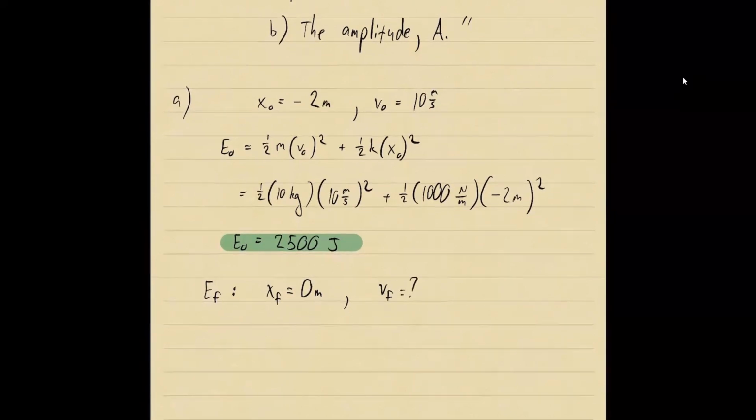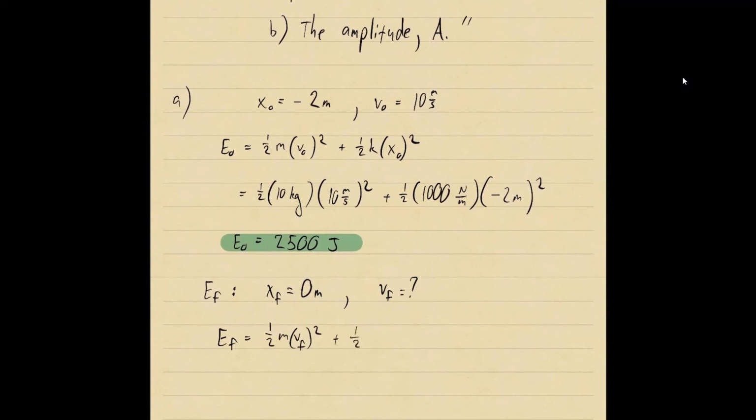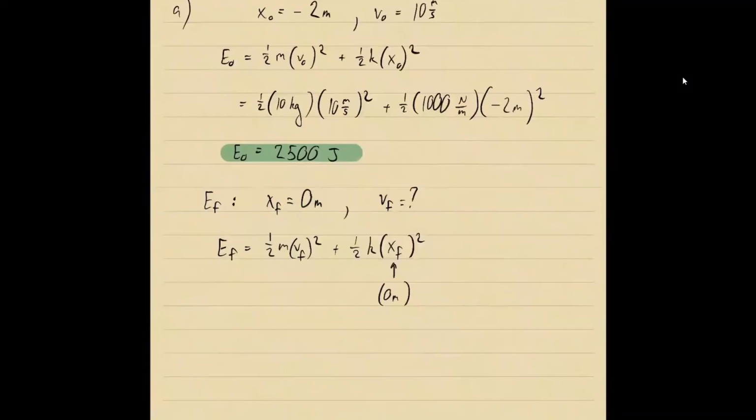So just like before, our final energy is going to have some final kinetic energy, and that's about it, because there's going to be no spring potential energy, because the displacement is 0, and 0 squared is just 0. So the final kinetic energy is just 1/2 times the mass of the box, that's 10 kilograms, times the final velocity of that box squared.